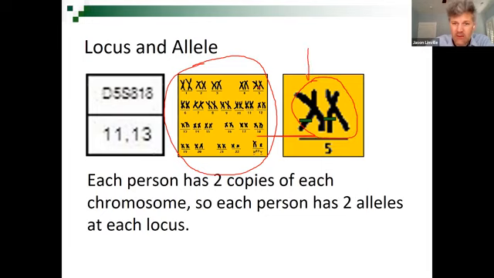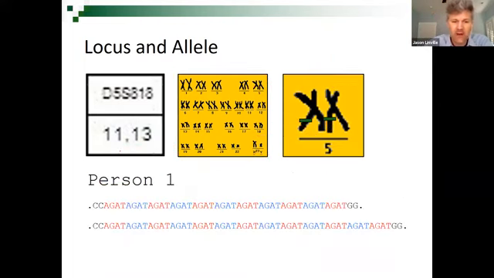Okay, so every cell will have 1 allele from their father and 1 allele from their mother. So this could be the 11 and this could be the 13. And we talked about this in class, but it's worth mentioning again. We have no idea when forensic scientists do the analysis whether the 11 came from the mother or the 13 came from the father. It doesn't matter for forensic scientists. It's just, there's an 11 and 13 for this person, a pair of numbers.